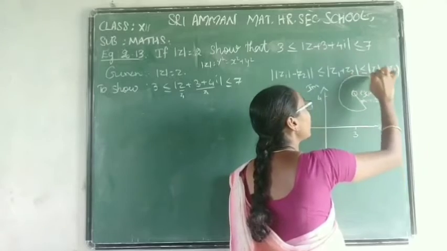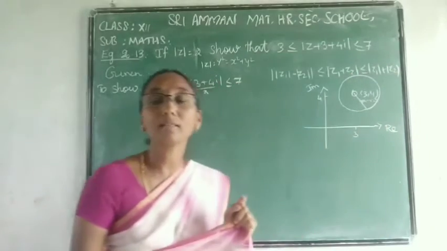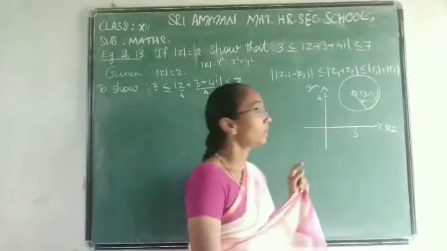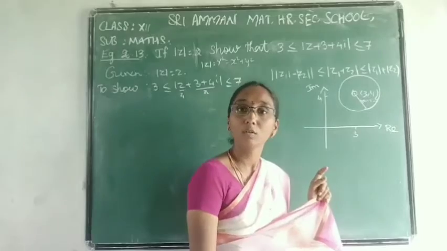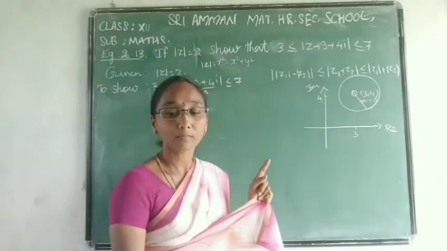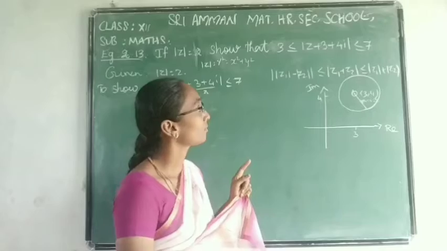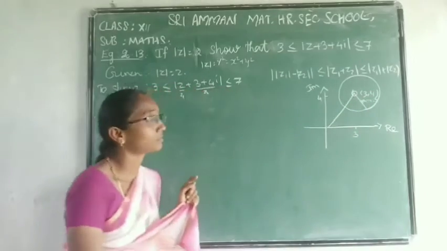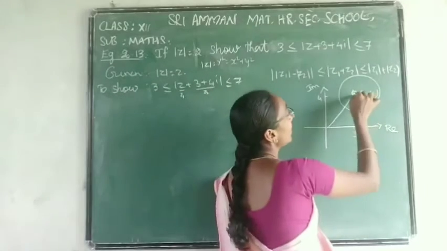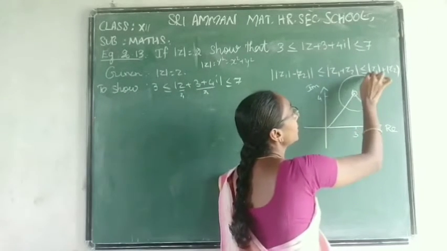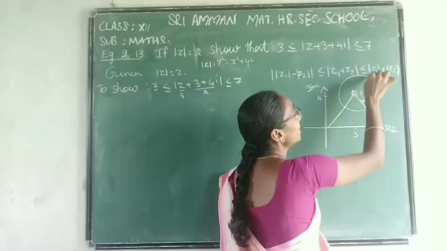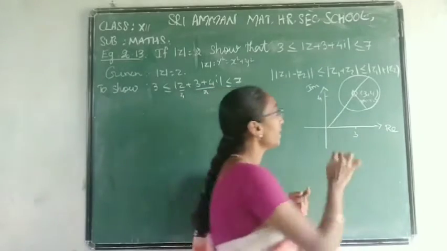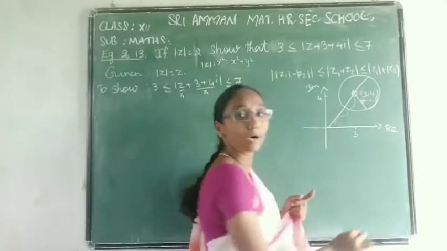So we draw one circle, where r represents the radius. Modulus of z equal to 2. Do you understand this one? This is 3, 4, and this one is modulus of z. This also is modulus of z. This portion is 3, 4.